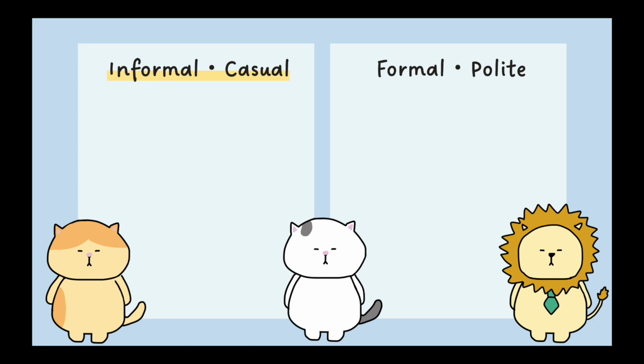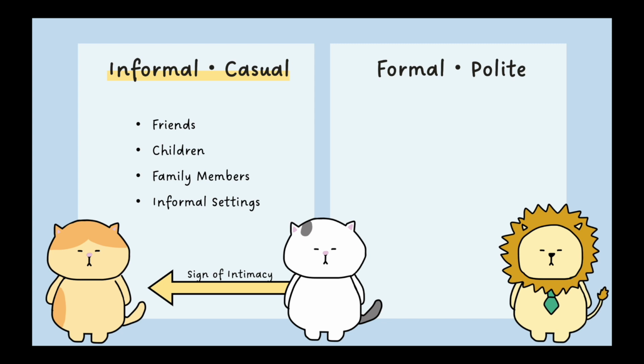Informal speech, also known as casual speech, is used among friends, children, family members, and in informal and relaxed settings. Sentences in informal speech are typically shorter and simpler compared to formal speech. Using informal speech indicates a sign of intimacy.